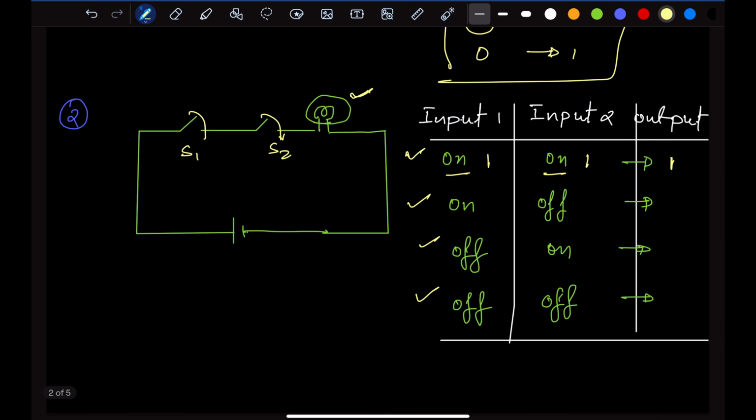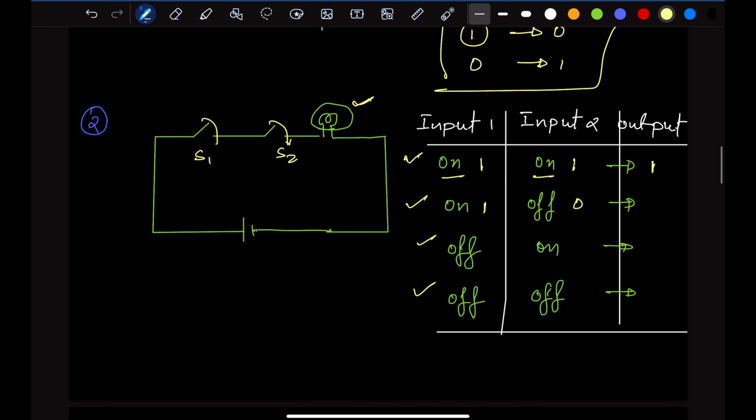Now next is, this first is on, so that is 1, second is off, so that is 0. So 1 and 0, and we know that when the second switch is open, then the current will not flow, so that's why the bulb will not glow, so that is 0. Okay, so first input 1, second input 0, then the output is 0.